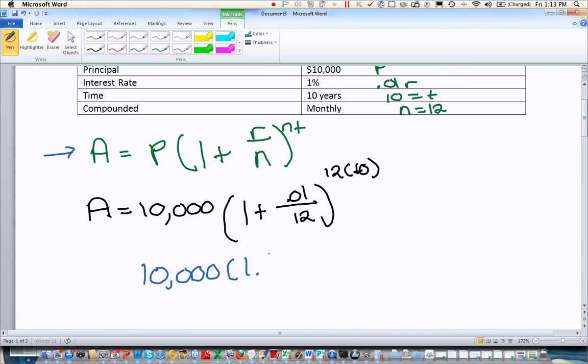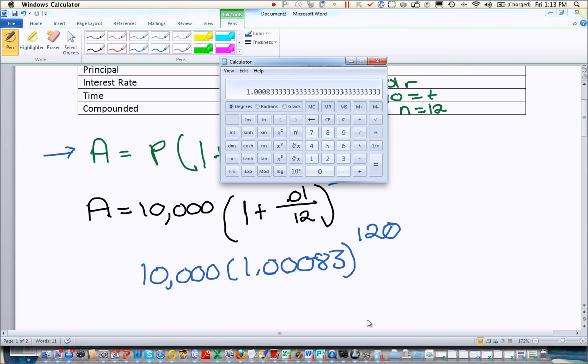times 1.00083, and most of you can also multiply using the calculator. 12 times 10 is 120. The big problem comes when we have to do this exponent. How do we do this exponent? Now this means take that number in the parentheses and multiply it 120 times. Probably not something you want to do by hand.